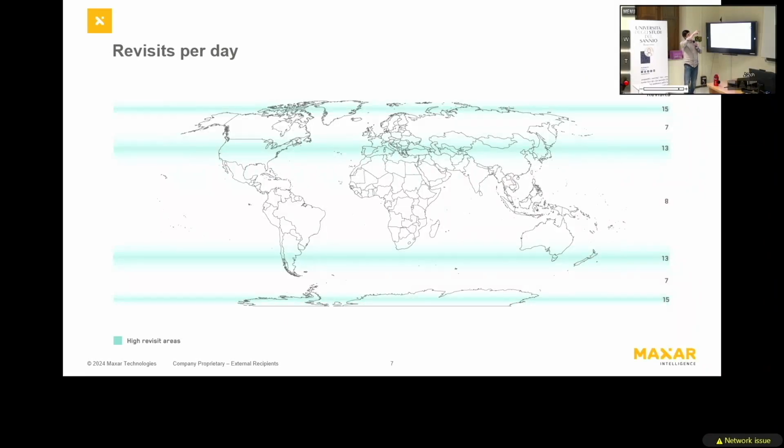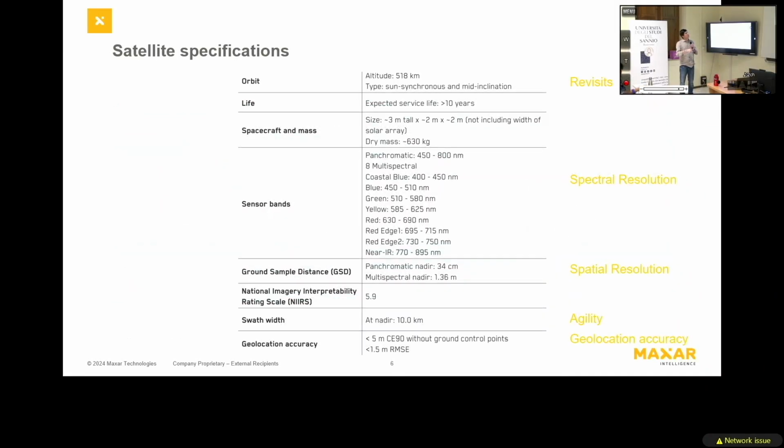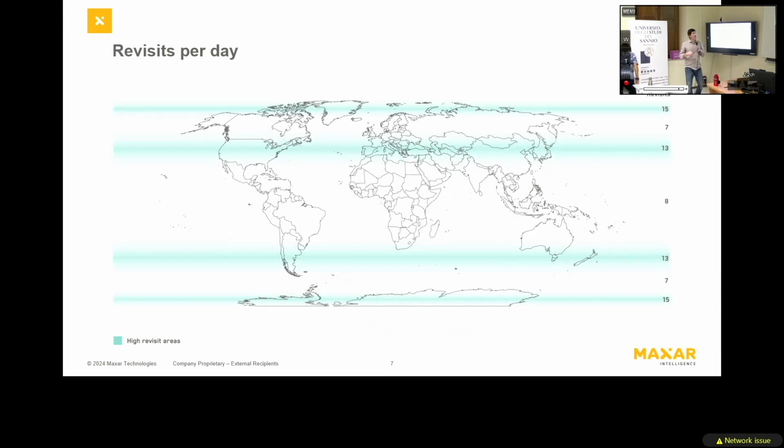So I'm going to go through all those items now in slightly more detail and show you what the implications are. For example, we talk about revisit per day. You can see, probably maybe with the lights it's kind of hard, but you can see there are multiple bands here with higher revisit time, and so here between Europe and the US we will have about 13 revisits per day. So that means collection from early morning to late evening.